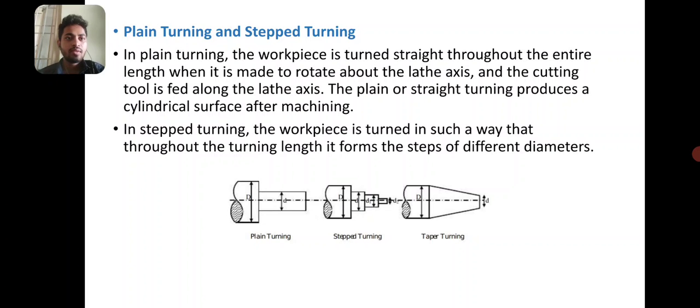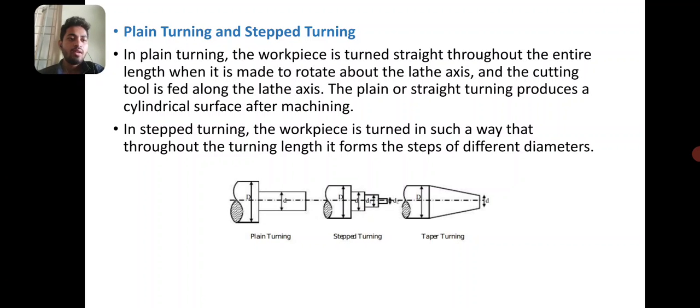In plane turning, the workpiece is turned straight throughout the entire length when it is made to rotate about the lathe axis, and the cutting tool is fed along the lathe axis. Plane or straight turning produces a cylindrical surface after machining. In step turning, the workpiece is turned in such a way that throughout the turning length it forms steps of different diameters. This diagram shows plane turning and step turning.